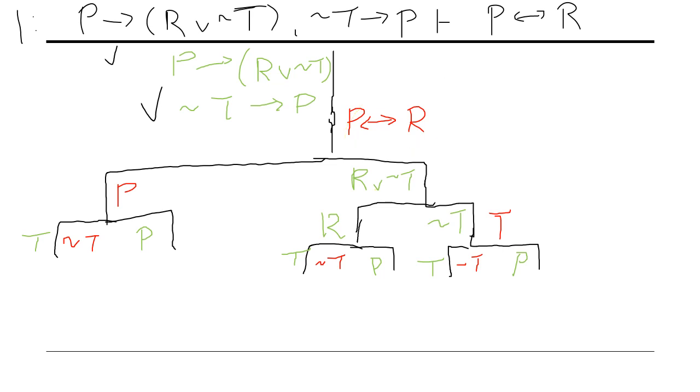What makes a biconditional false? It's where the two sides don't match. So we have to break these up. We need one side where P is true and R is false, and one side where P is false and R is true.